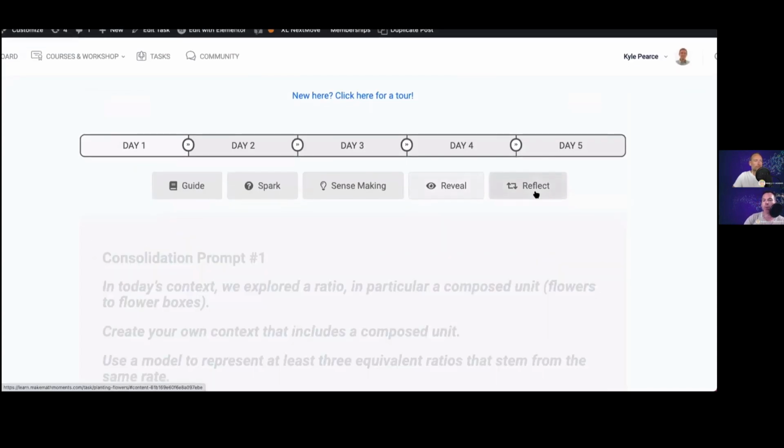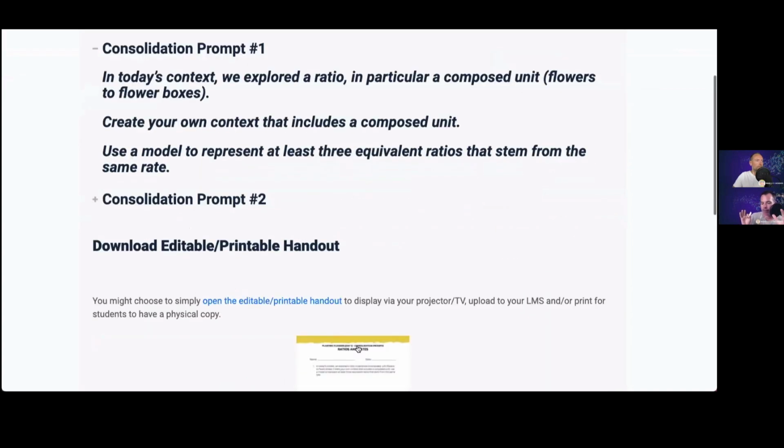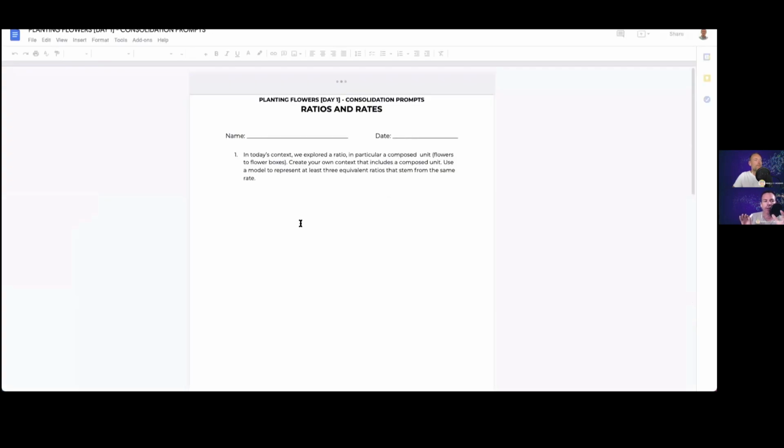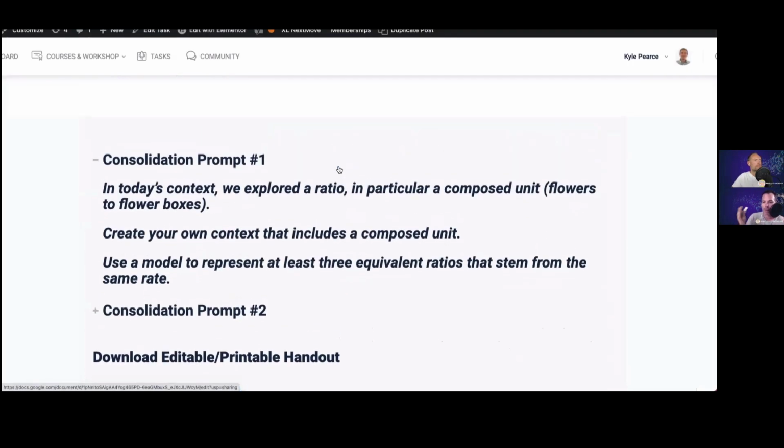And before we jump over to day 2, Kyle, I wanted to point out that if that's what you're looking for, if you are also looking for this topic that we're showing here on YouTube, talking about planting flowers, it is all in the proportional reasoning realm.